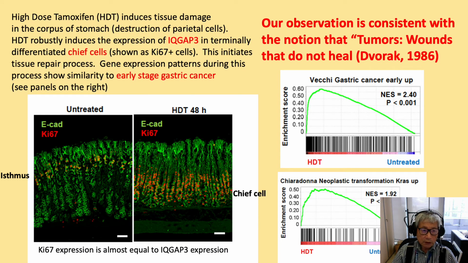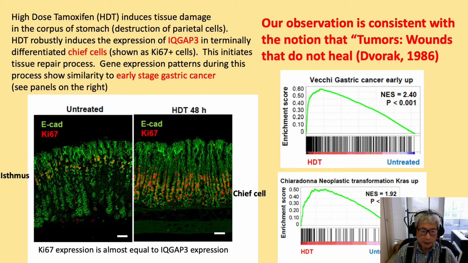High-dose tamoxifen induces tissue damage in the corpus of the stomach. This is because of destruction of the parietal cells. High-dose tamoxifen probably induces the expression of Iqgap3 in terminally differentiated cells. In this slide, it is shown as Ki67 positive cells, but in this case, Ki67 positivity and Iqgap3 expression are virtually identical. This initiates the tissue repair process.